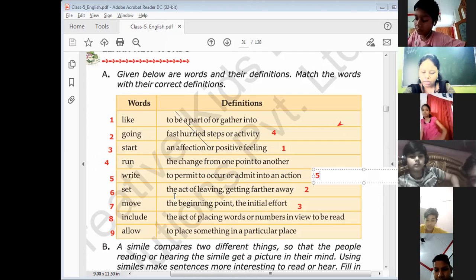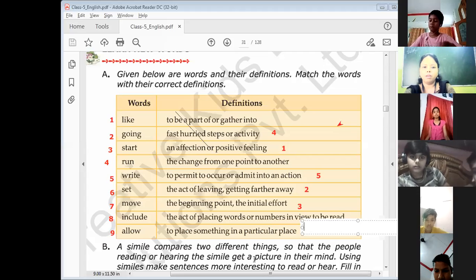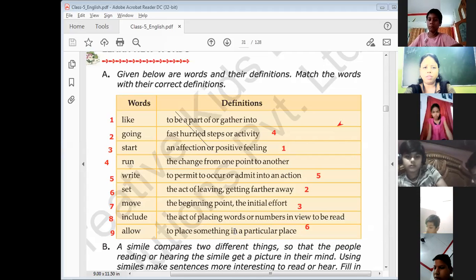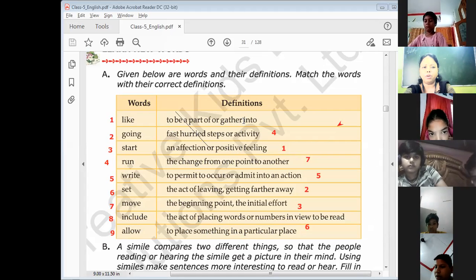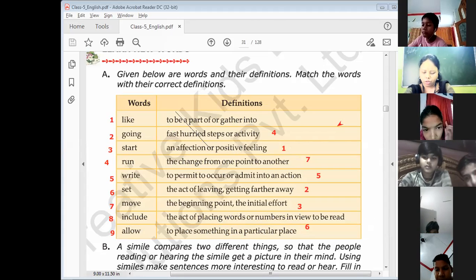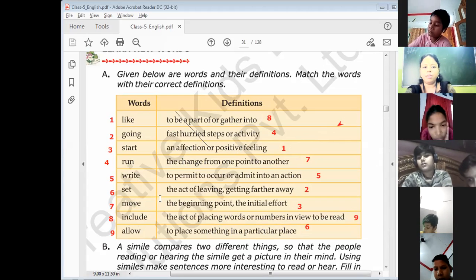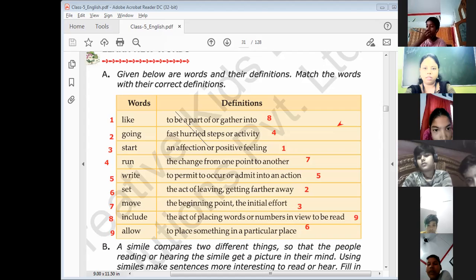Number 6 is set. Set means to place something in a particular place. Number 7 is move. Move means to change from one point to another. Number 8, include. Include means to be a part of gathering, or act of placing words or numbers. That is 8th, and the last one is the 9th. I hope you all have done. Move to the next exercise.